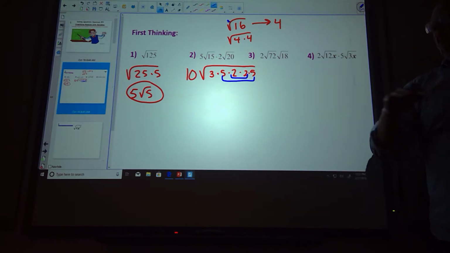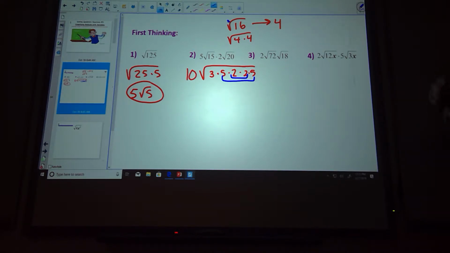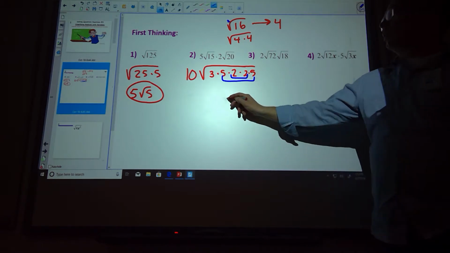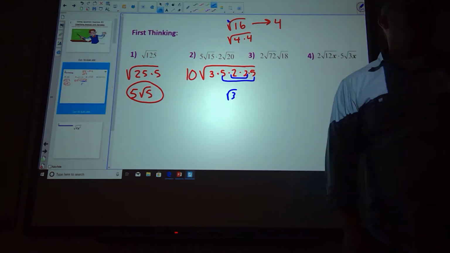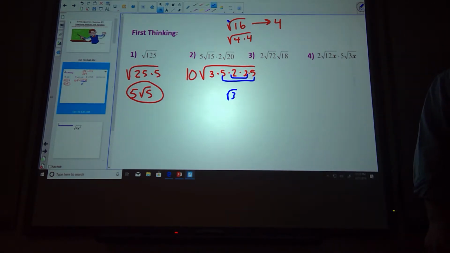So what do you think, by just looking at that, just not doing a lot of work, is still left under the square root side? What's going to be left inside? 3. So root 3 is inside. Nothing else there. Nothing else.